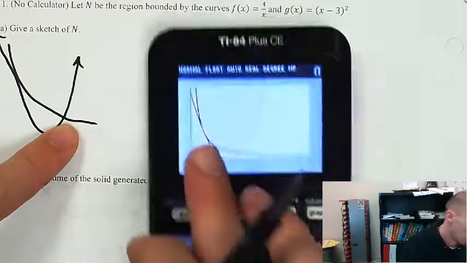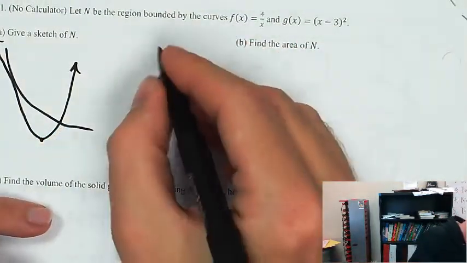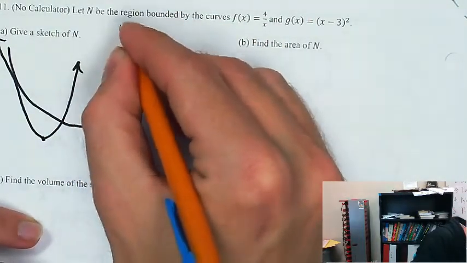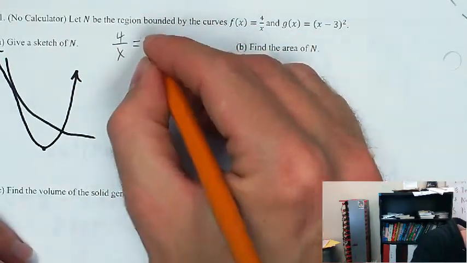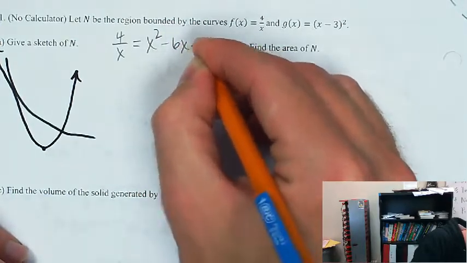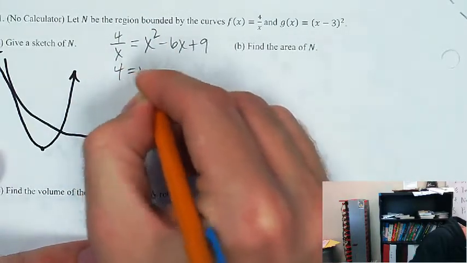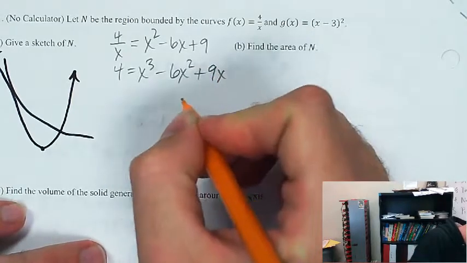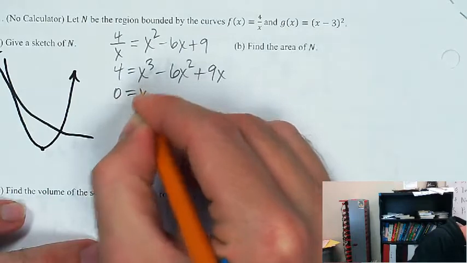Find the area of N. Okay, well, we're going to need to compute the intersections, and maybe I'll do that by hand. I feel like that might require some algebra here. So 4 over X equals X minus 3 squared. I'm going to actually square it. So I've got X squared minus 6X plus 9. And then I'm going to multiply both sides by X, and so I'll have 4 equaling X to the 3rd minus 6X to the 2 plus 9X. And this is not factorable.